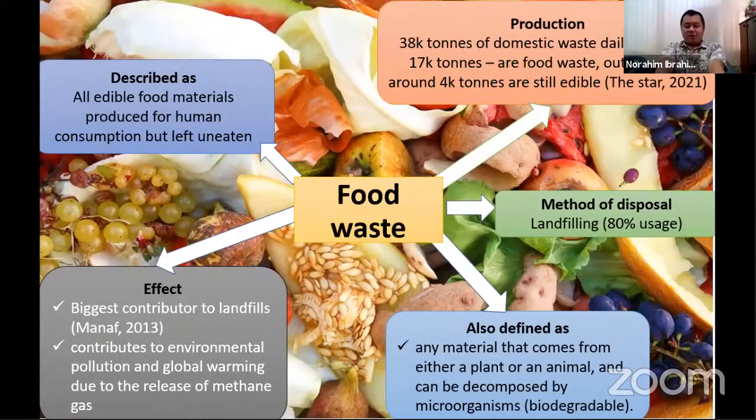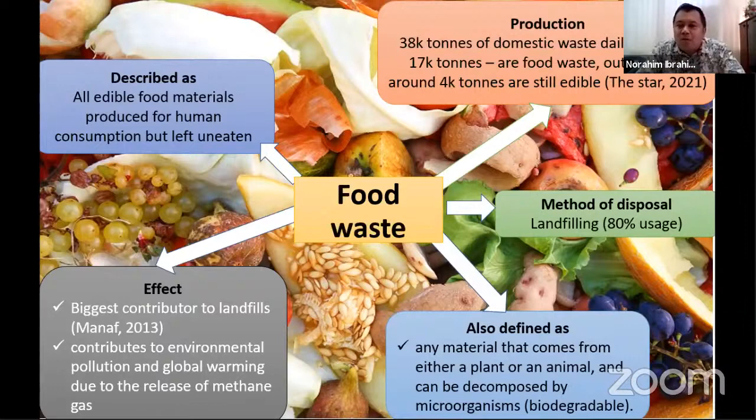So what is food waste? Before we start with the making, the first step is we have to understand what it means by food waste. Food waste is described as all edible food materials produced for human consumption, but left uneaten. Kita tak makan, kita tak habiskan makan. Also, we can define them as any material that comes from either a plant or an animal, and they can be decomposed by microorganisms such as bacteria, viruses, fungi, yeast, and everything.